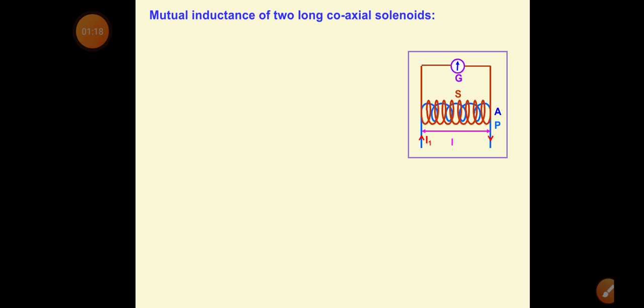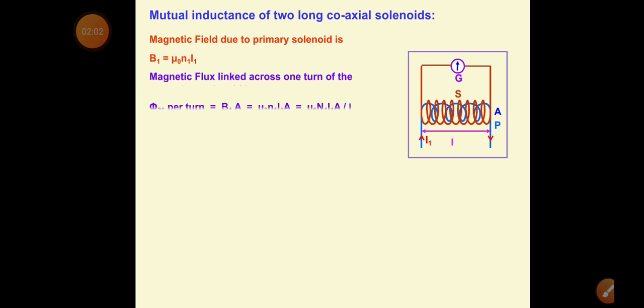Let us say I1 is the amount of current passing in the solenoid P, the first solenoid. Now, as discussed earlier, when the current is passing in the first solenoid, it will induce an EMF in the second coil, or the secondary coil. P stands for primary and S stands for secondary. Now, the magnetic field due to the primary solenoid is B1 equal to mu 0 n1 I1, where n1 is the number of turns per unit length in the primary coil or the first solenoid.